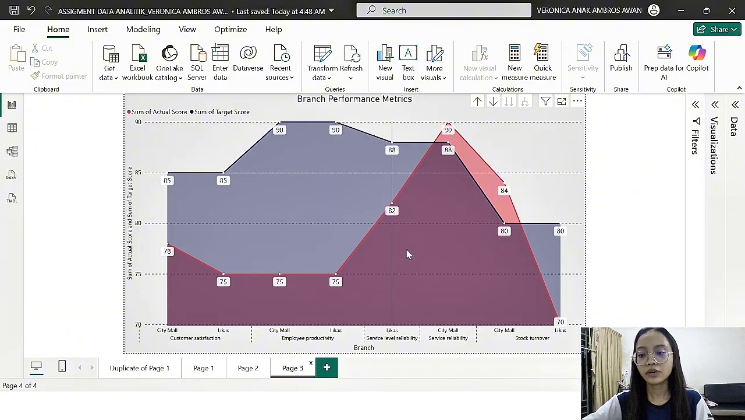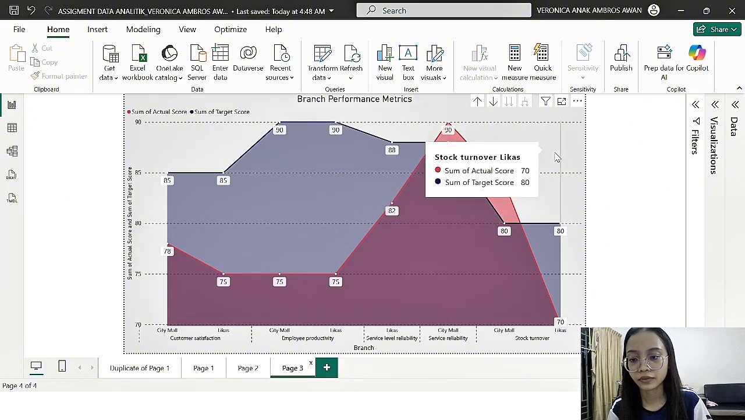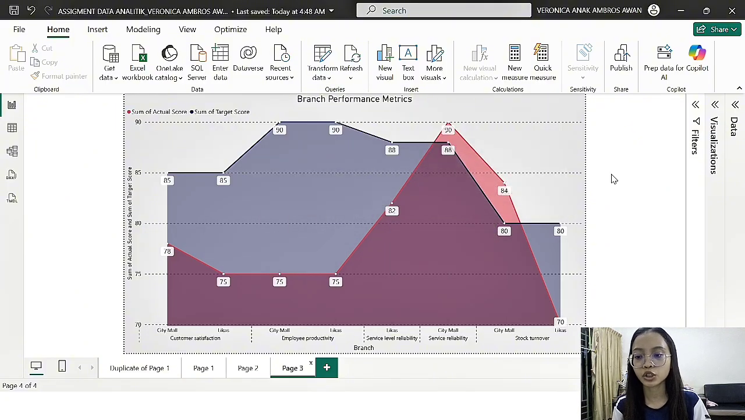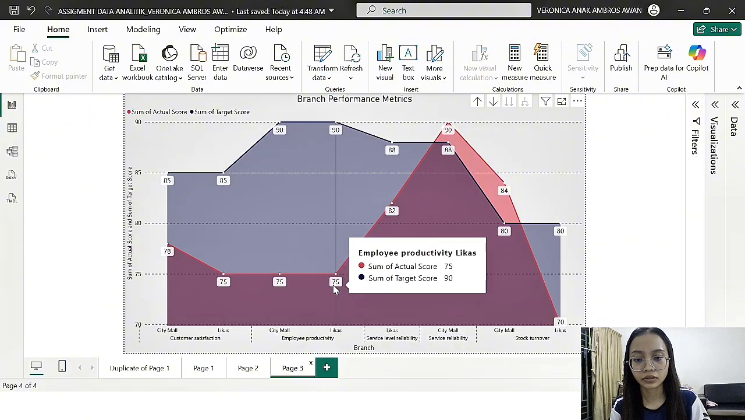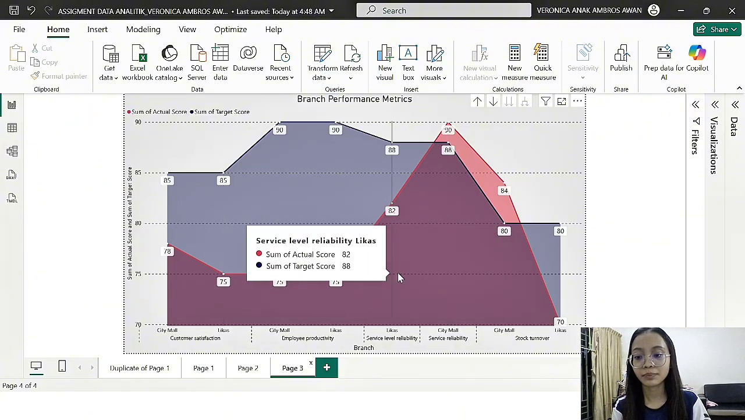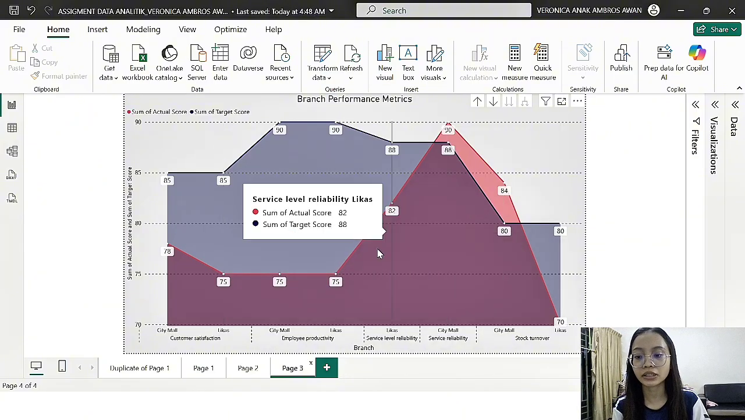Now we look at the third graph. The graph shows four important metrics, which are customer satisfaction, employee productivity, service reliability, and stock turnover. At City Mall, service reliability and stock turnover are good, but customer satisfaction and employee productivity are below the target. At Likas, almost all the metrics are below the target. The customers are less happy, stock turnover is weak, and the staff productivity is low.